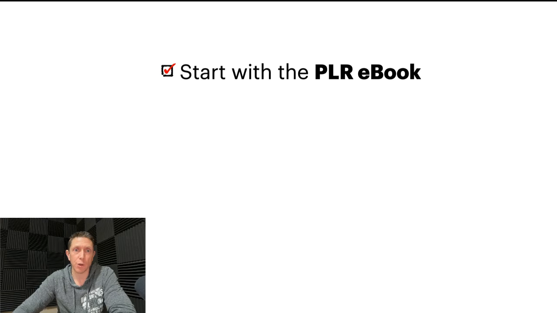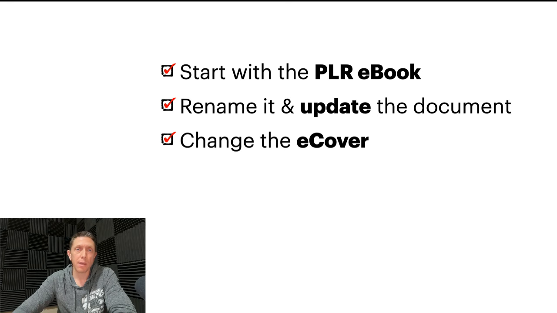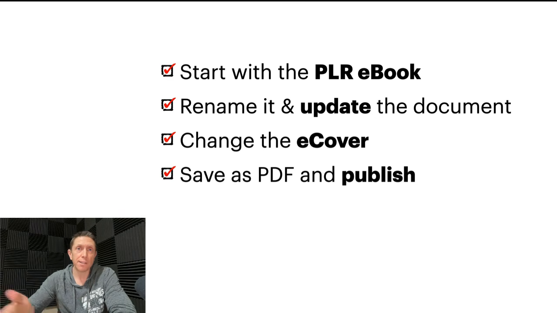Here's the process I'm going to show you. I'm going to start with a PLR ebook. I'm going to open it up, and then I'm going to rename it. Okay, so you want to make the name unique to you so that nobody else has this name, or there's a low likelihood of it. Okay, and then we need to update the document so it has the new name. We need to change the cover so that the cover actually reflects your new name. And then we're going to save it as a PDF and then publish it to our store and put a buy button on it. Very, very simple.